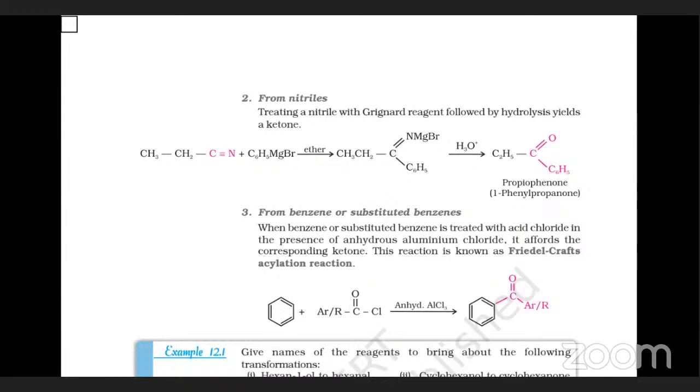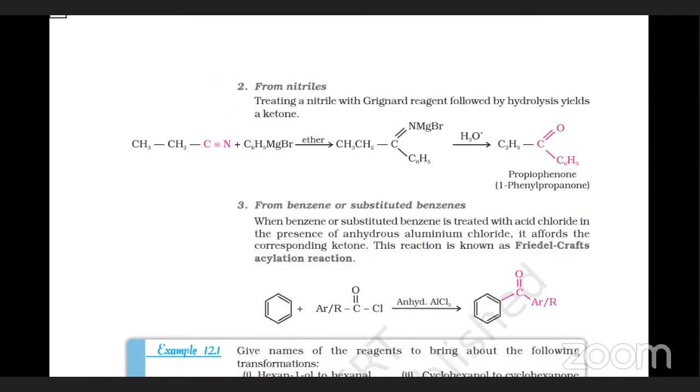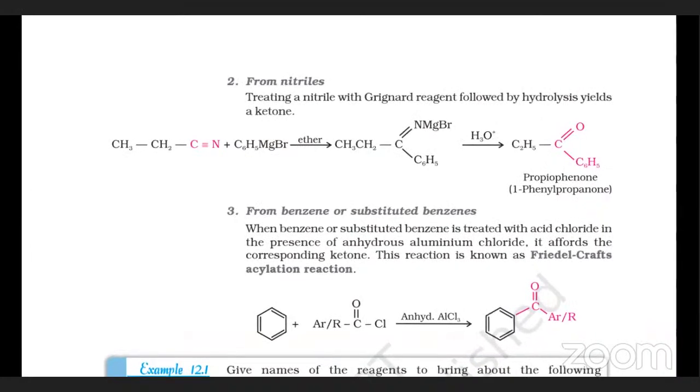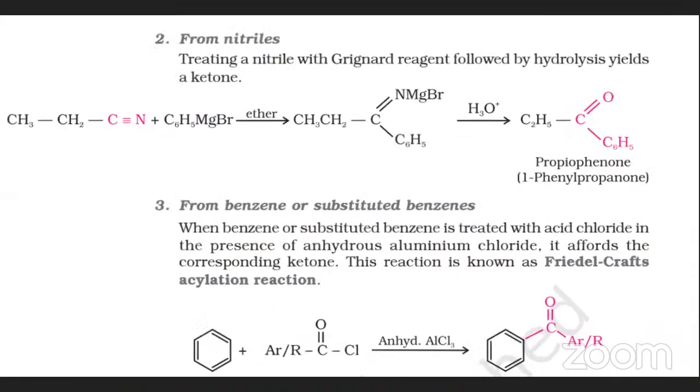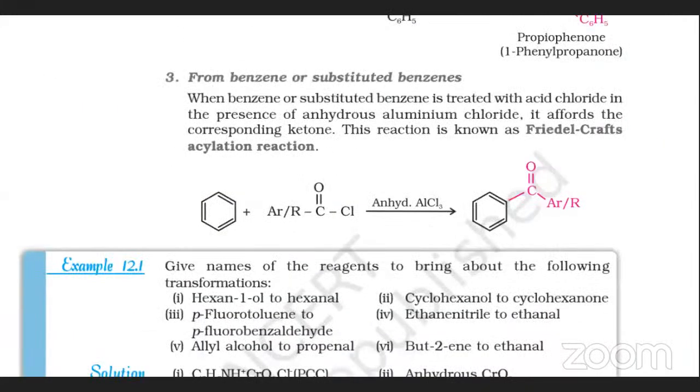అక్కడ కూడా nitrile groups నుంచి మనం ఏం ప్రిపేర్ చేసినాం? ఆల్డిహైడ్స్ ని ప్రిపేర్ చేసినాం. కాకపోతే అక్కడ ఇమైన్స్ ఫామ్ అయినాయి. ఇక్కడ ఇమైన్స్ ఫామ్ కాకుండా మనం ఏం తీసుకుంటున్నాం? ఆల్కైల్ మెగ్నీషియం హాలైడ్ గ్రిగ్నార్డ్ రియేజెంట్ ని తీసుకుంటున్నాం. ఫినైల్ మెగ్నీషియం బ్రోమైడ్ తీసుకుంటే మనకి ప్రొపియోఫినోన్, 1-ఫినైల్ ప్రోపనోన్.